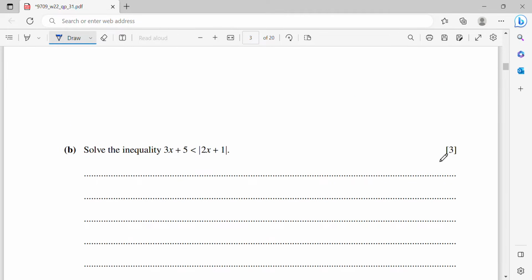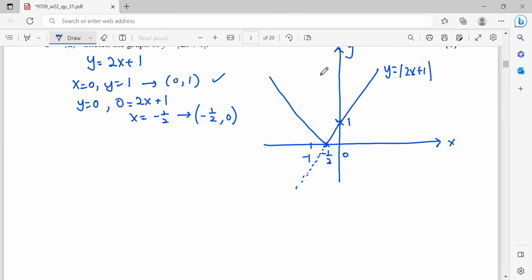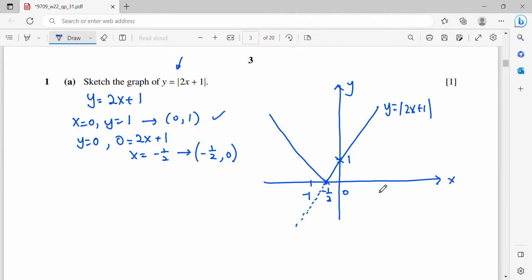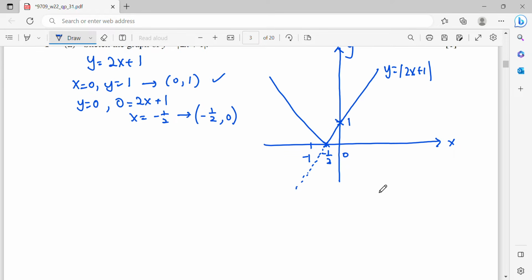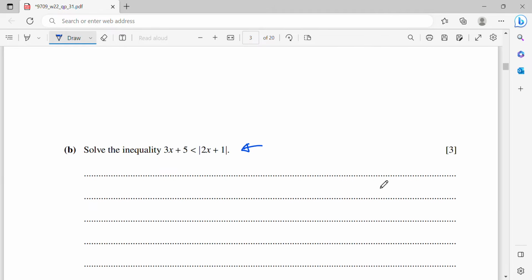Now solve the inequality 3x plus 5 less than modulus of 2x plus 1. Basically for this question, we have two ways to solve it. The first way is using the graph. Since the graph is already sketched in part A, I'm going to use the graph to solve this problem. The second method is just to use the definition to solve it.